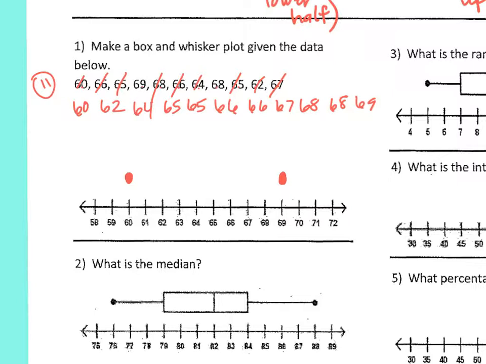Okay, so now tell me, what is the median of this whole set? 66. 66.5 is above 66. Okay, so what I'm going to do is I'm going to put a little line above 66. That's my quartile 2. That's my median of the whole thing.